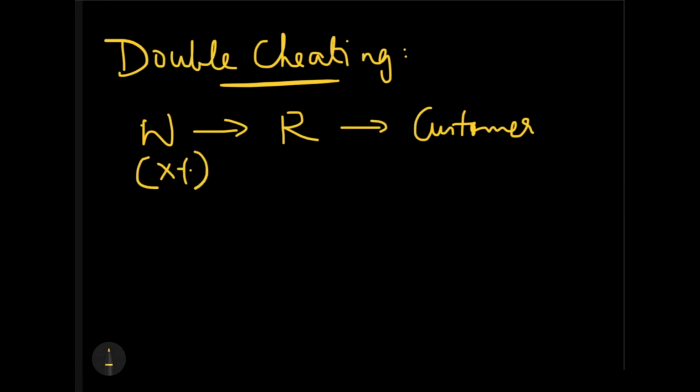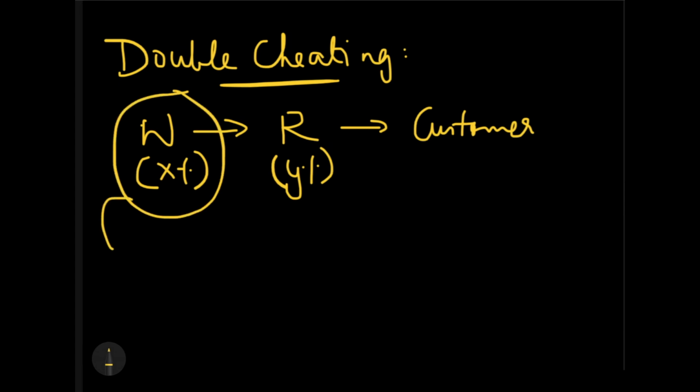X% of cheating, and the retailer is also doing Y% of cheating, then what will be the overall profit of the wholesaler, the first person? Okay, so we would be finding out the overall profit percentage of the wholesaler. And how will we do that? For that, we need to determine the overall CP of the wholesaler.